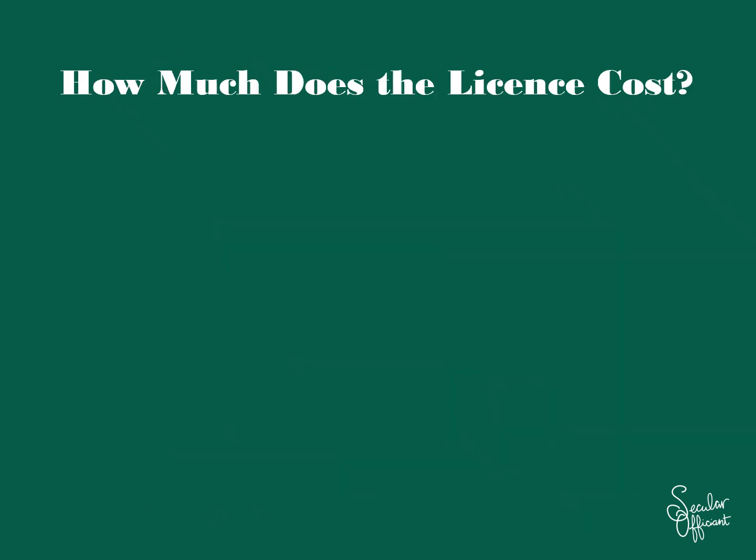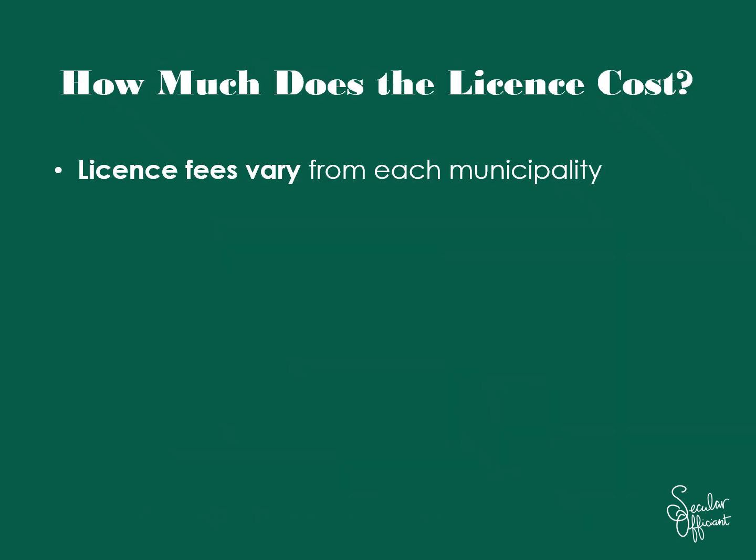How much does the license cost? The marriage license fee varies from each municipality. For instance, with the ServiceOntario online application, it can range from $100 Canadian to $245 Canadian. For example, one of the participating cities is Vaughan, and according to the ServiceOntario website, it costs $205.